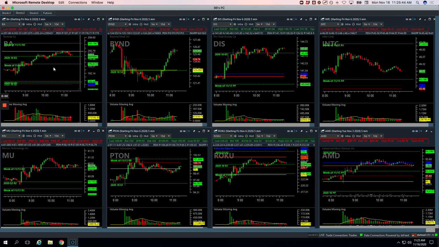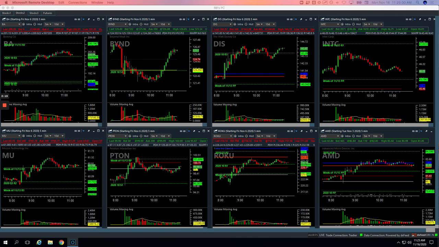Boeing, caught a nice runner in Boeing, had this initial push up, just started chopping on this pivot here. We got long right there and caught a nice run there. Didn't hold it all the way up to this pivot and certainly didn't catch the rest of this up move, but still a nice $290 winner in BABA.